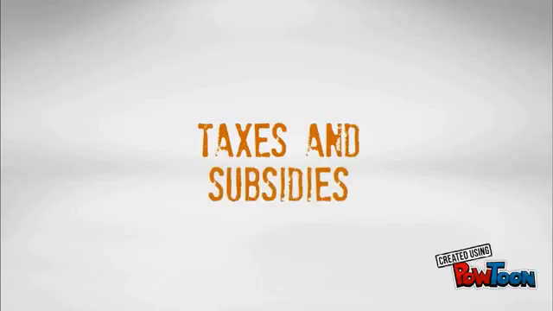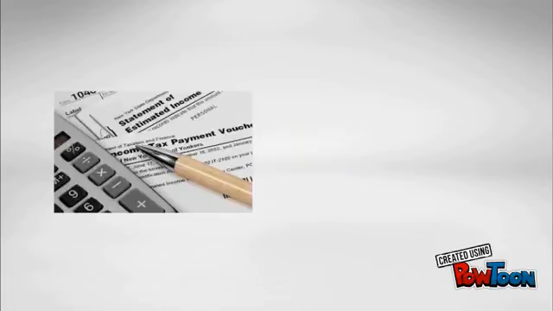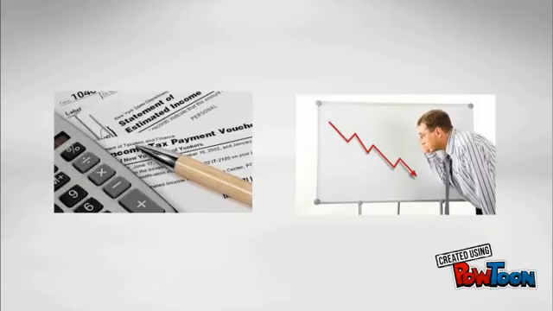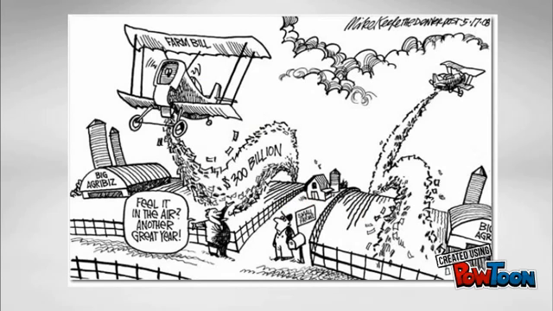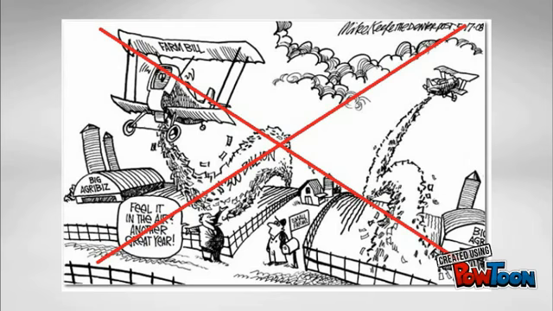Taxes and subsidies. Taxes reduce profits, that's why an increase in taxes reduces supply, whereas a decrease in taxes increases supply. Subsidies reduce the burden of production costs on suppliers, thus increasing the profits. That's why an increase in subsidies increases the supply, and a decrease in subsidies decreases supply.